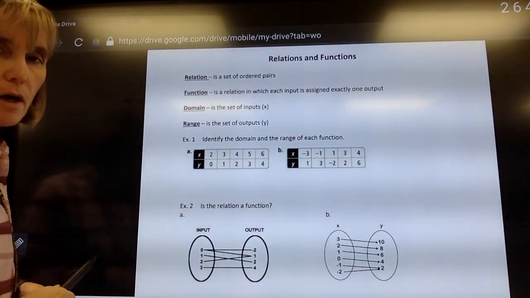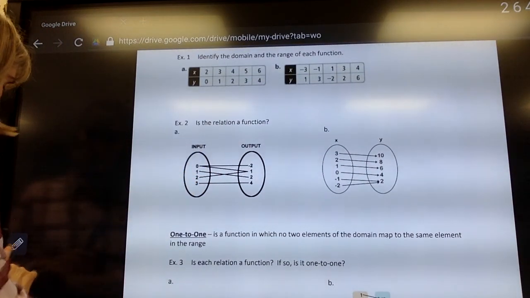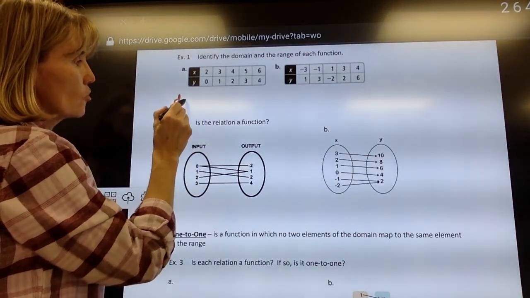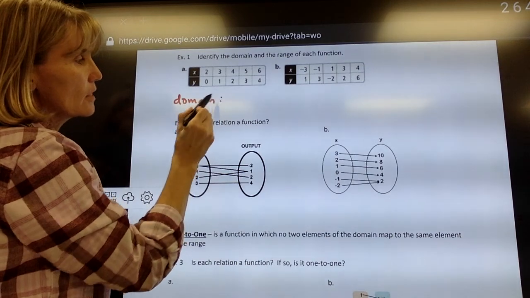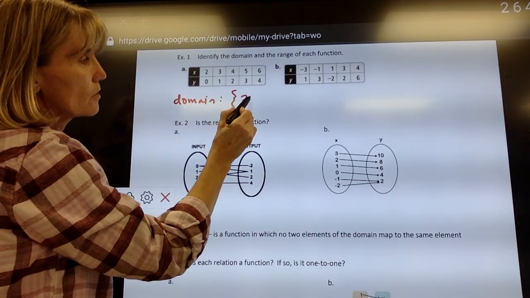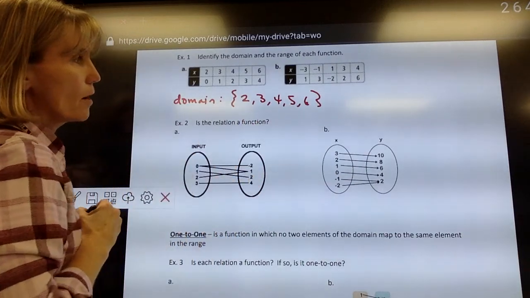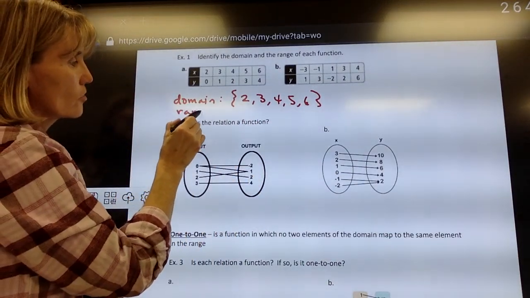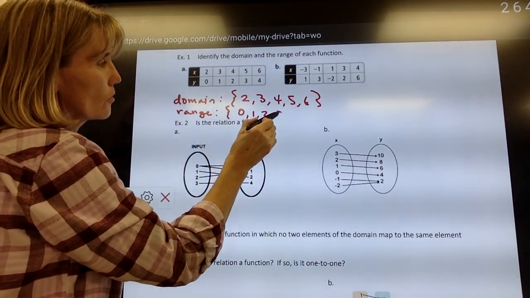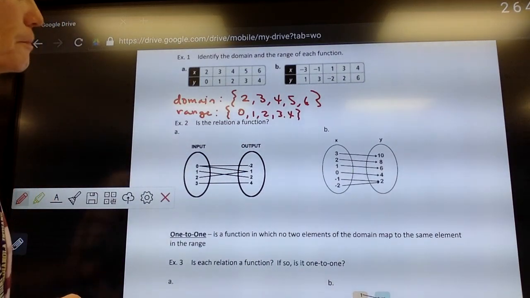Okay, so some of the questions that you're going to be dealing with on your assignment will look like this. For example, 1, it says identify the domain and the range. So I'm just going to write down on my paper domain, and we're going to put this in set notation. So we're going to put a little brace like that, and I'm going to list my values. I'm going to say 2, 3, 4, 5, and 6 are my domain values, and my range values would be 0, 1, 2, 3, and 4. And that's how I list my domain and my range.